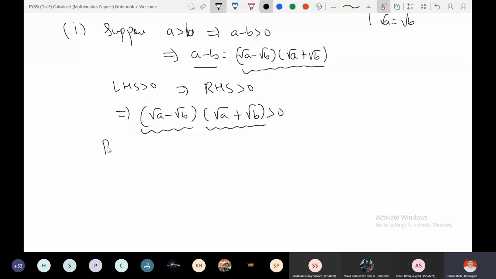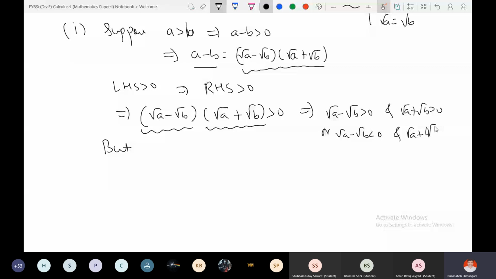Root a plus root b. Yes, sir. Right. This implies root a minus root b is positive and root a plus root b is positive, or root a minus root b is negative and root a plus root b is negative, right? So this implies these two possibilities. But the second possibility is not there because we already know that root a plus root b is positive, and hence root a minus root b has to be positive, and that means root a greater than root b.